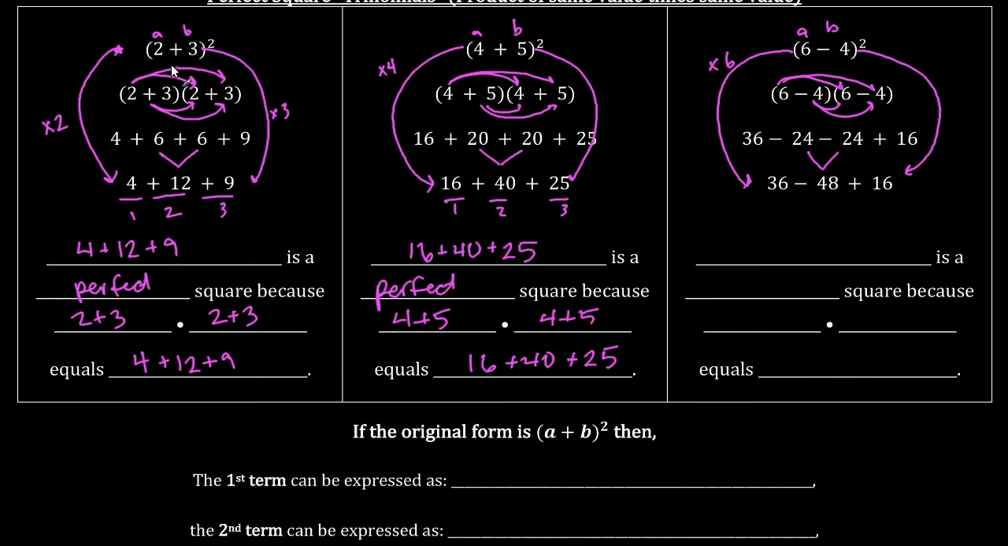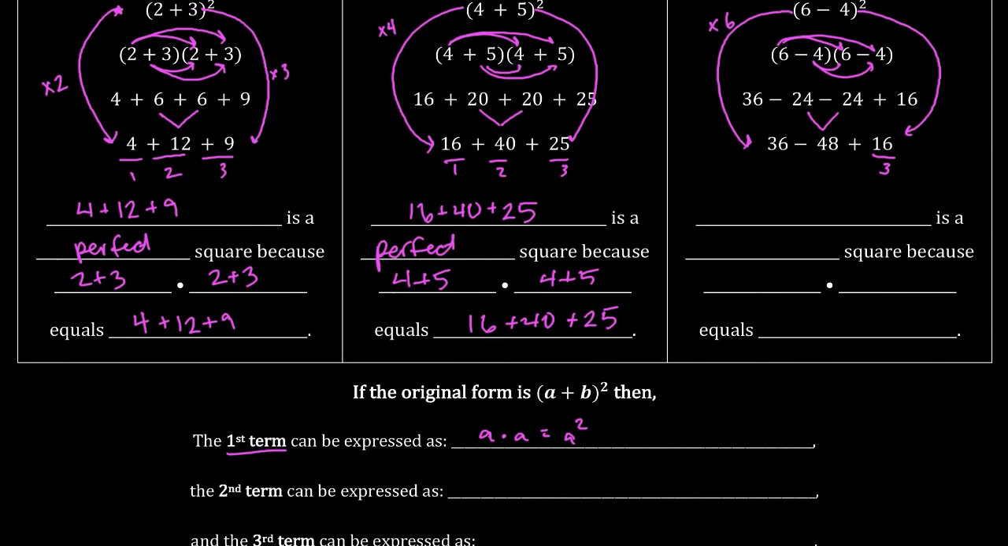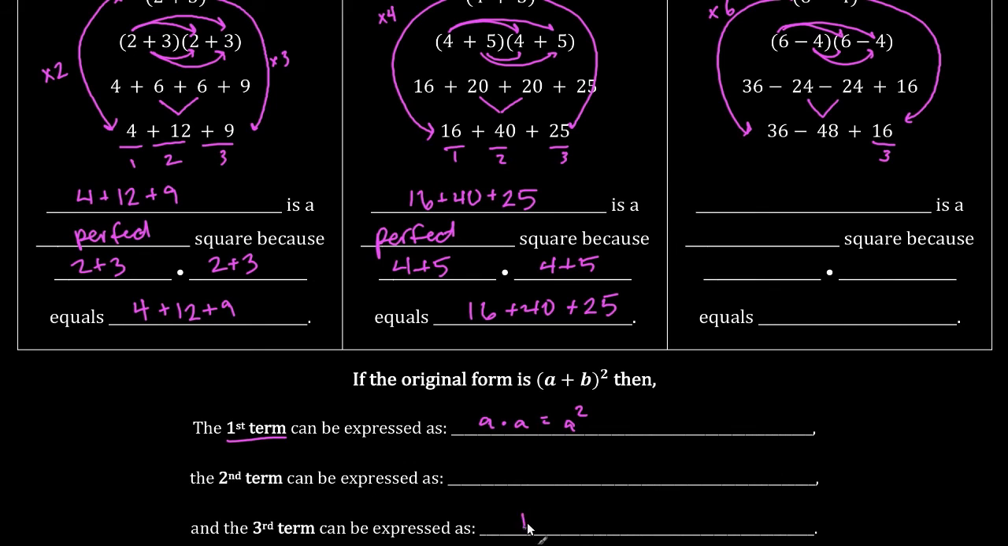So basically, this first term right here, if this is a, you can describe it as just a squared, a times a. You multiply it by the same thing, which is a squared. We also noticed that this third term was just b times b, like b squared. So b times b was b squared.